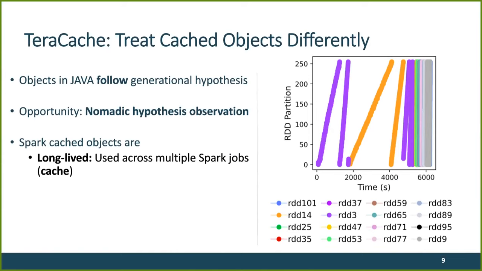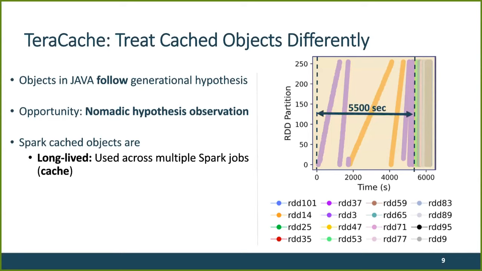The Spark cache data objects are long-lived because they are used across multiple Spark jobs. On the right, we can see the cache data access pattern from PageRank. We have, with different colors, the different RDDs that are cached by the application. As we see in the purple line, the cached RDD number 3 starts from time 0 and lasts until 5,500 seconds. So this object lives across the total execution time.